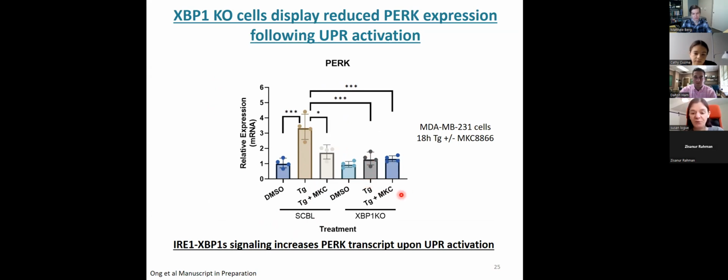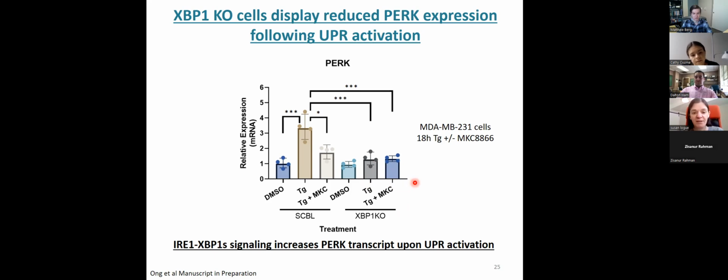An important control that we did here was to combine thapsigargin with IRE1 inhibitor in these XBP1 knockout cells. This was important because, if you remember, I told you these cells still have RID activity. So if RID contributes in any way, by comparing these 2 treatments, we should see it. And as you can see, they're virtually identical. So this really indicated that what we're seeing is an IRE1 XBP1S dependent signaling.